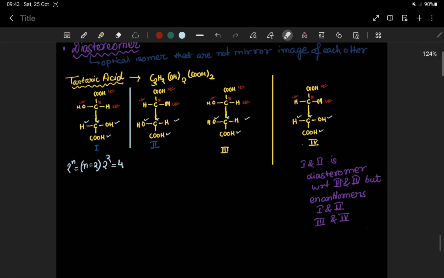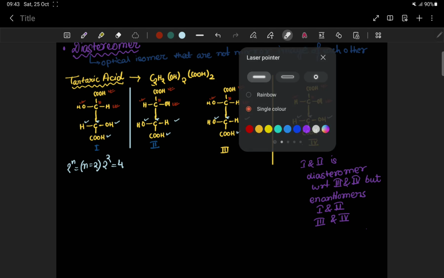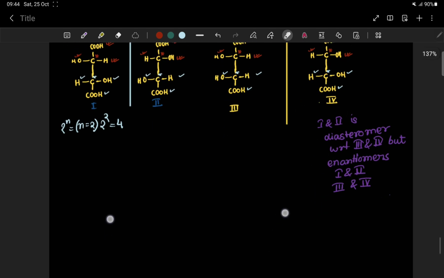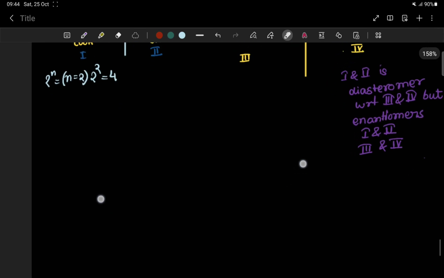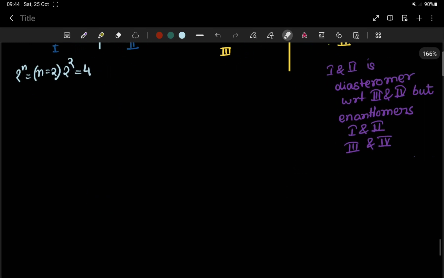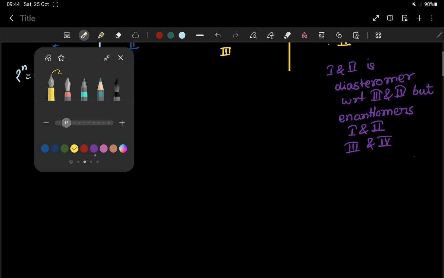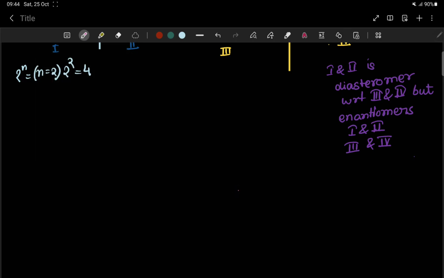So I hope you understand the whole thing. Let me come to the next part. I will give you some examples and wrap up this lecture, because otherwise it's going to take too much time. Next are some examples of optically active compounds that don't have a chiral or asymmetric carbon atom. I'm giving you such examples.